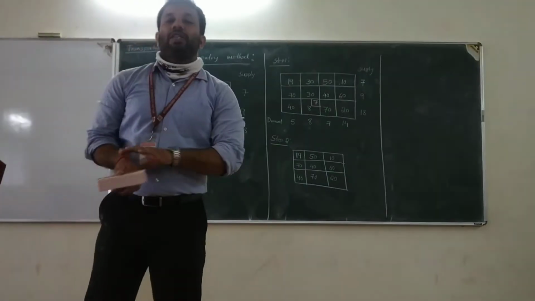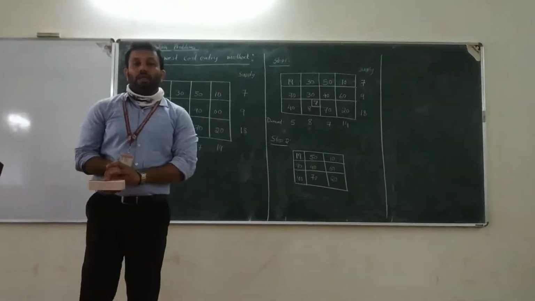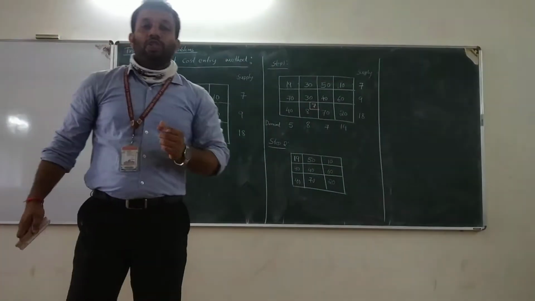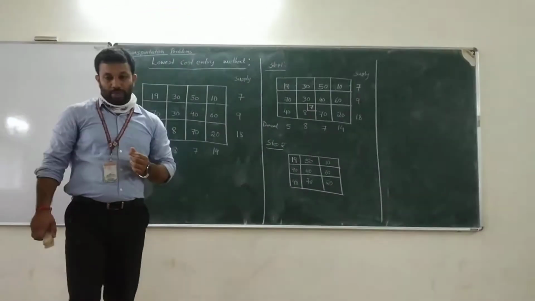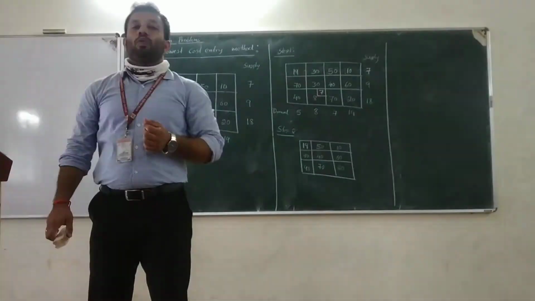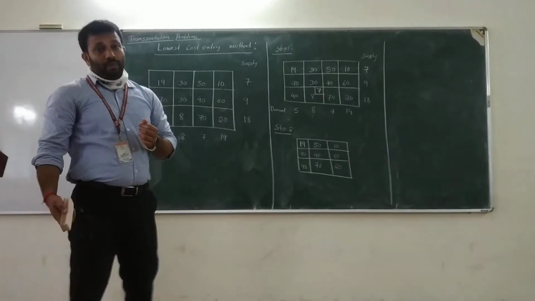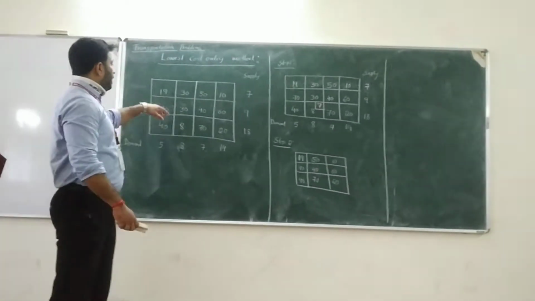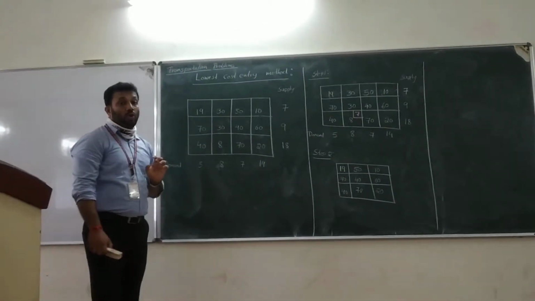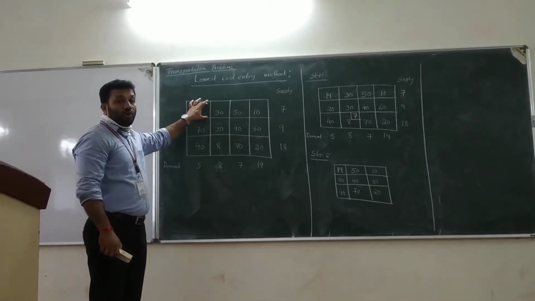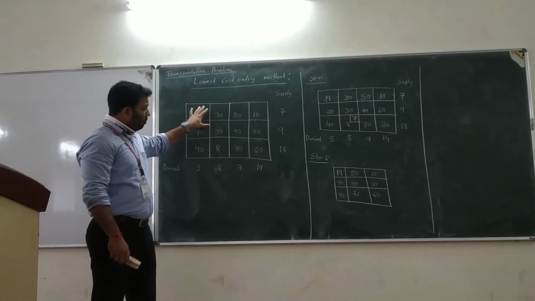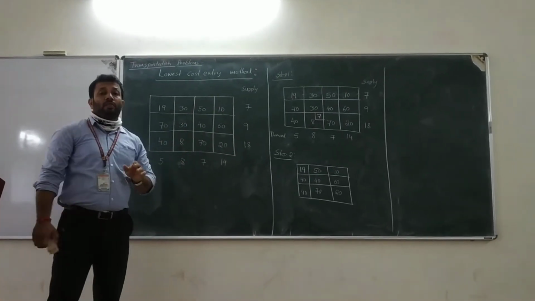In this particular session, we shall discuss one more method in solving the transportation problem, that is called the least cost entry method. So already we have discussed the northwest corner rule and row minimum method. In case of the northwest corner rule, we used to select the northwest corner of the matrix or of the table in order to allocate the number of units.